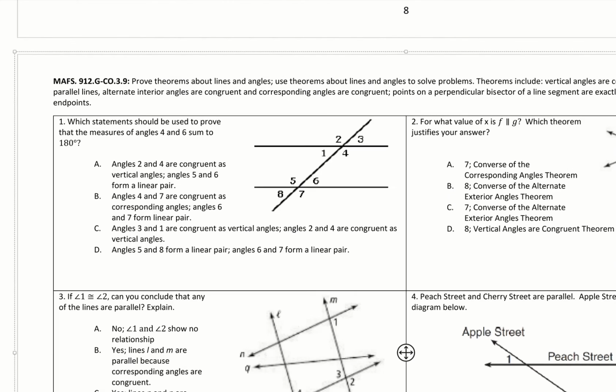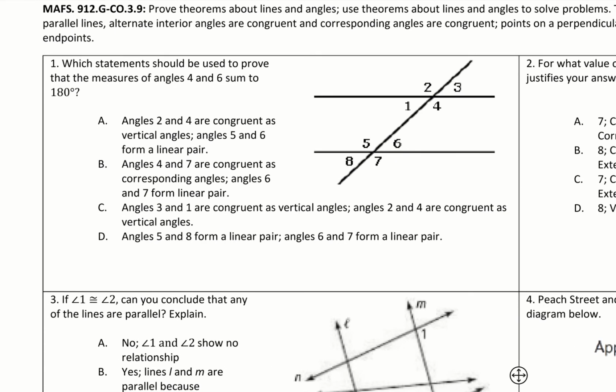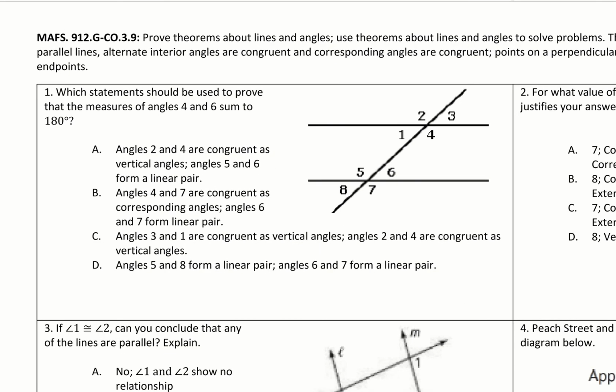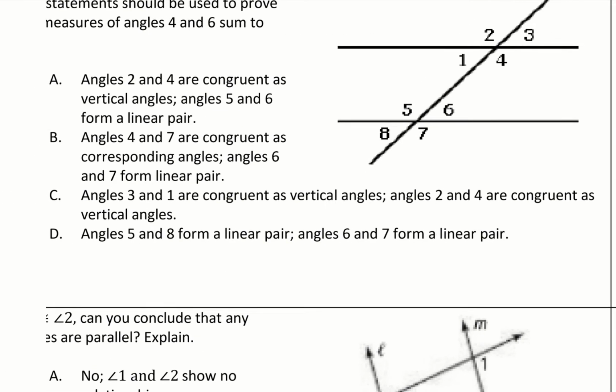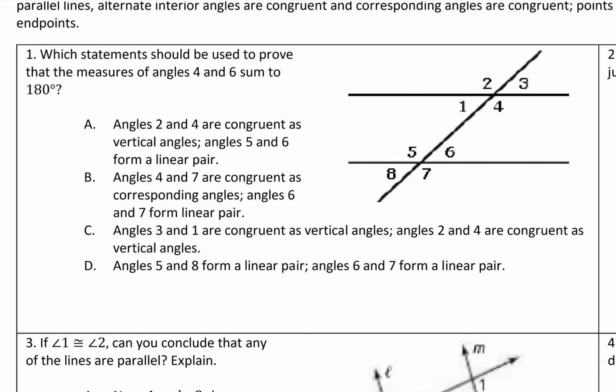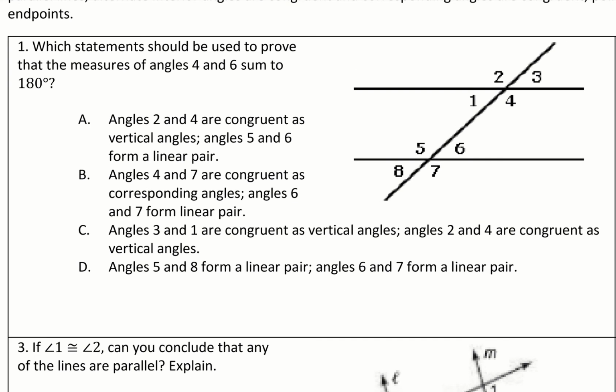Okay, so for the next standard, which statement must be used to prove that the measures of angles 4 and 6 sum to 180? This is all about theorems about lines, by the way. For this one, I'm going to try to fly through this as quickly as we can. 2 and 4 are congruent. Is that true? Well, yes, they're congruent because they're vertical. 5 and 6, are those a linear pair? Yes, but do they prove that 4 and 6 add up to 180?